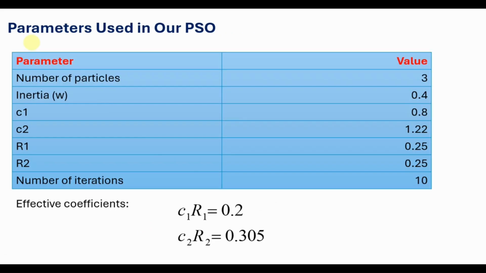In our Simulink implementation, the swarm contains 3 particles. The inertia coefficient is set to 0.4. The cognitive coefficient is 0.8, and the social coefficient is 1.22. We also use fixed values of 0.25 for the 2 scaling factors. Therefore, the effective cognitive coefficient is 0.2, while the effective social coefficient is 0.305. The optimization process is performed for 10 iterations.